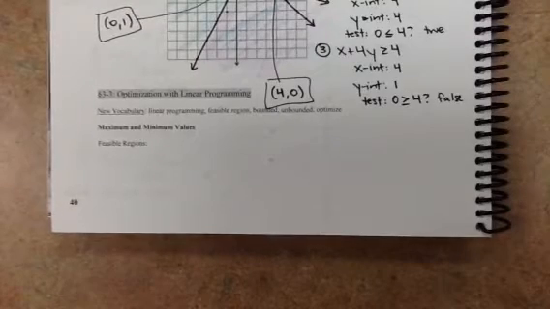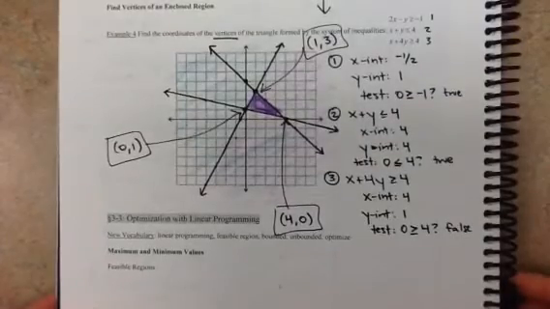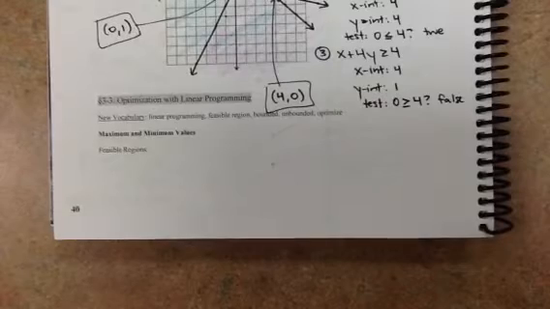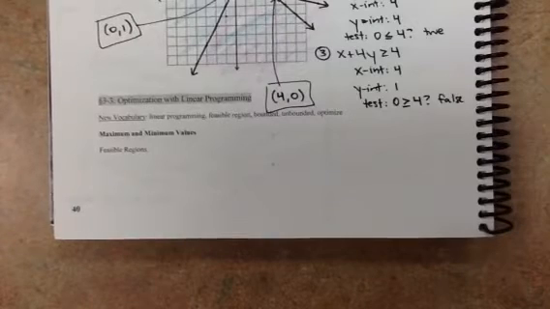All right, so in this section 3.3, we're going to be extending what we did with the vertices of the triangle. We're still going to be graphing inequalities. We're going to be figuring out where the vertices are, and then we're going to be using them to find minimums and maximums of different functions that we're going to be dealing with.